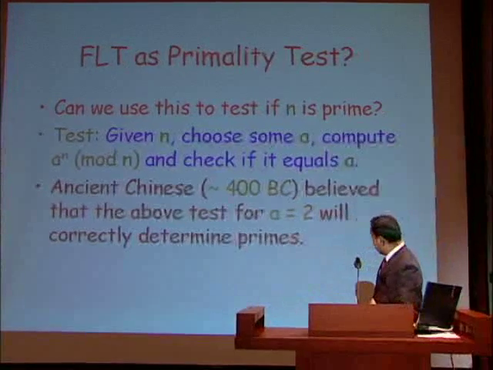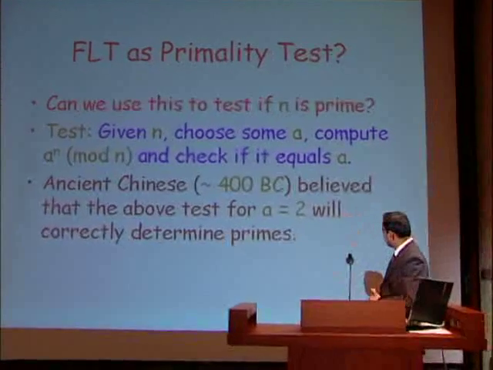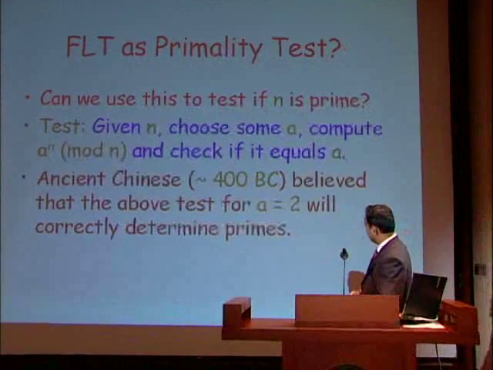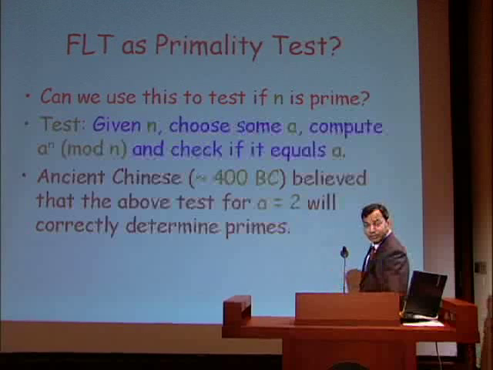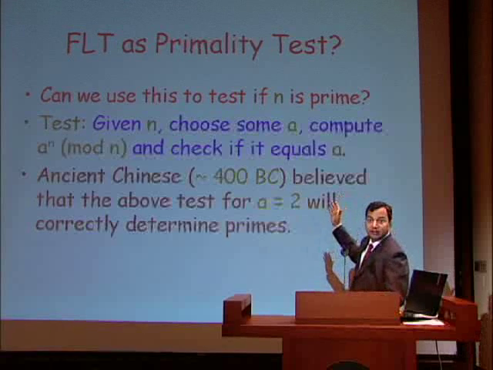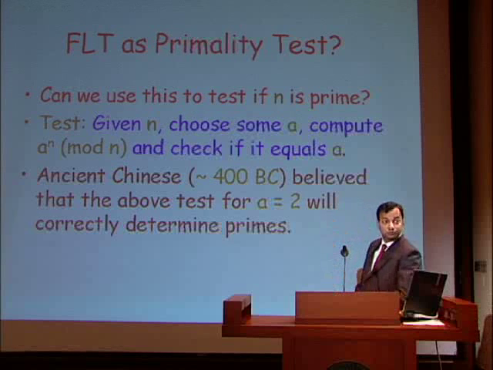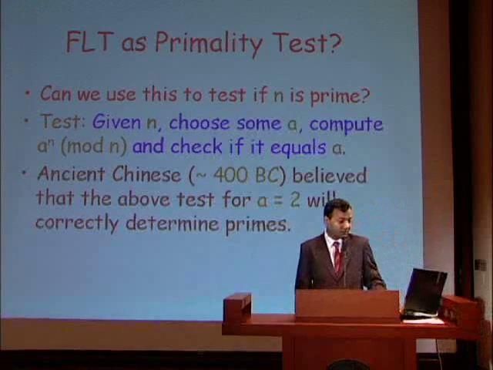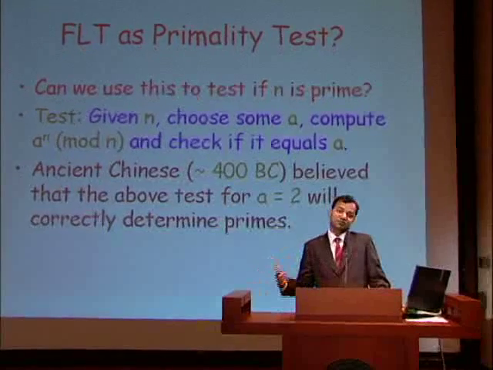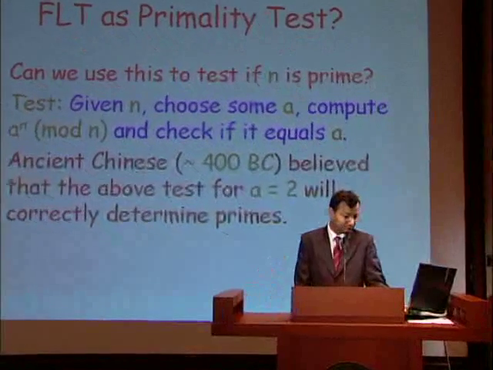In fact, interestingly, the ancient Chinese, about 400 BC or that period, believed this to be a right test for primality, where in fact they believed it for a equals 2. That is, if 2 to the n equals 2 modulo n, then n is prime, otherwise not.